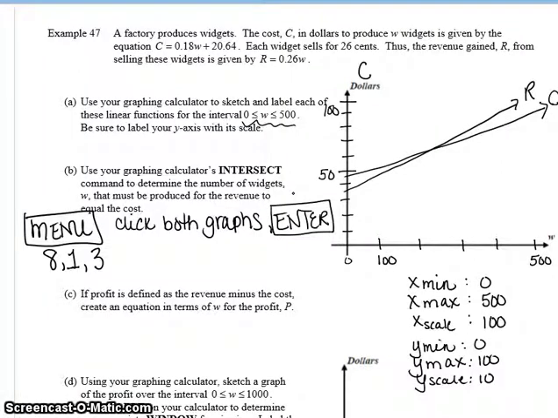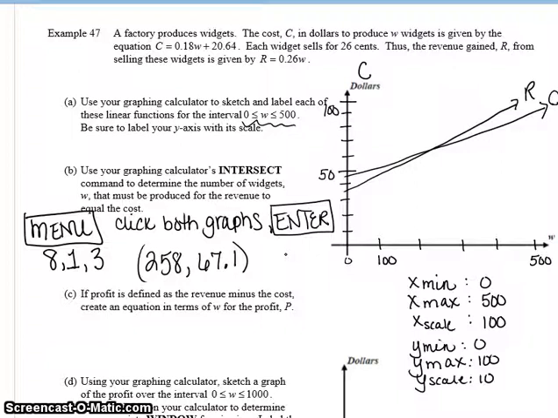Okay? Your point of intersection should appear, and your point of intersection is going to be the point 258 for the x value. I lost my y. And then the y value is 67.08. I think mine rounded it to 67.1. So it's going to be 258. And I think my calculator said 67.1 or 67.08.